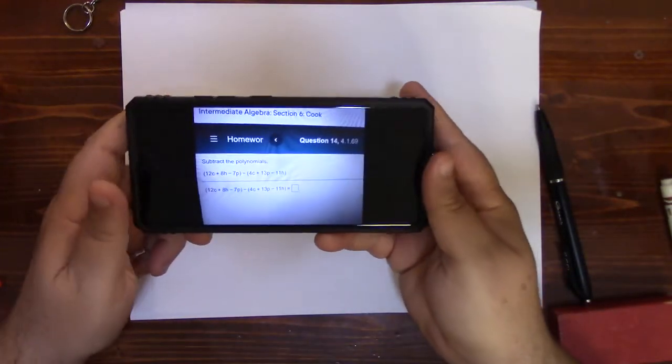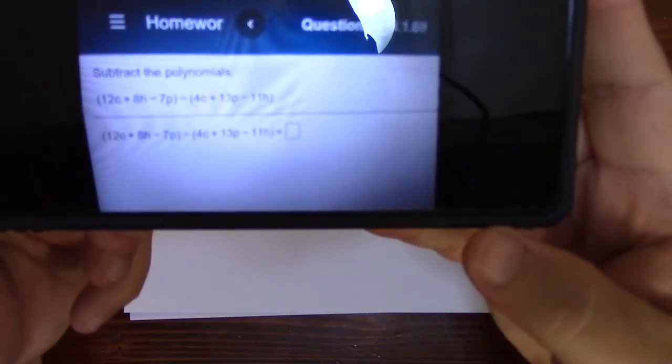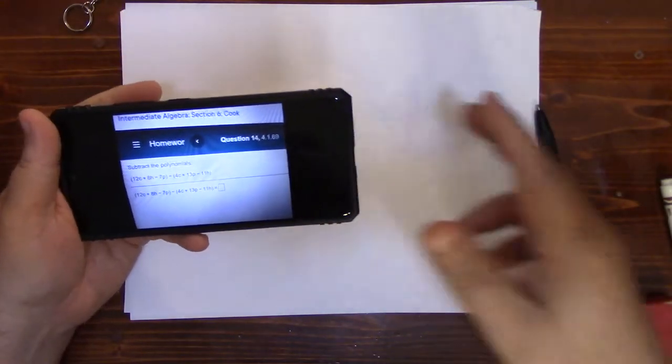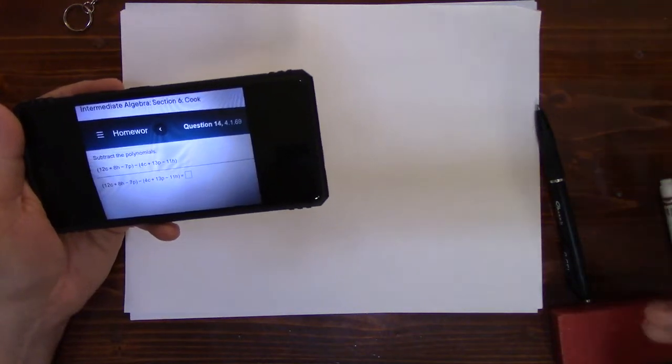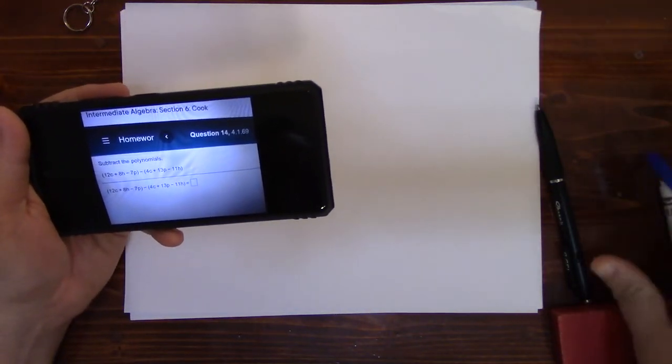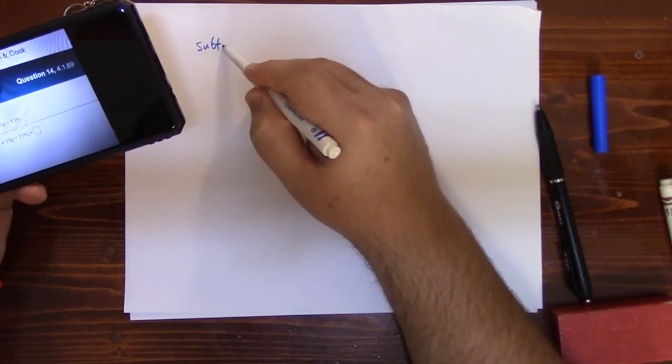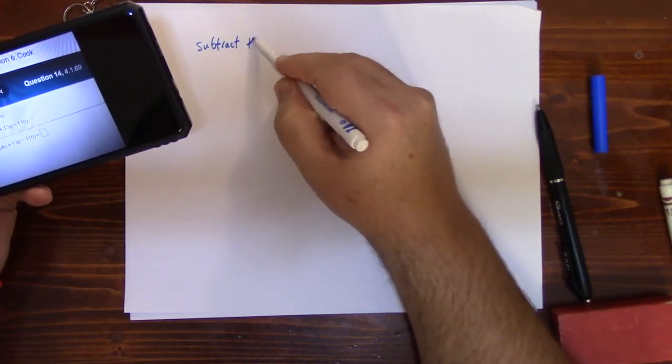Alright, so by request, somebody wanted me to look at some of this section 4.1 homework, so I'll just write out a few of them. Maybe this will help you. So we're supposed to subtract the polynomials.